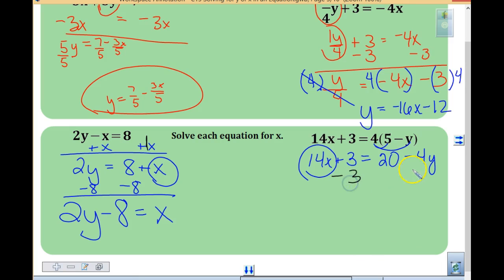Where should I minus 3 from? The 4y or the 20? 20, right? So put it right below the 20. Those are like terms, right? We can combine those. 20 minus 3 is 17 minus 4y. This is an ugly one, isn't it? For the final answer, last step, as I'm looking at Jordan, I have 14x equals 17 minus 4y.